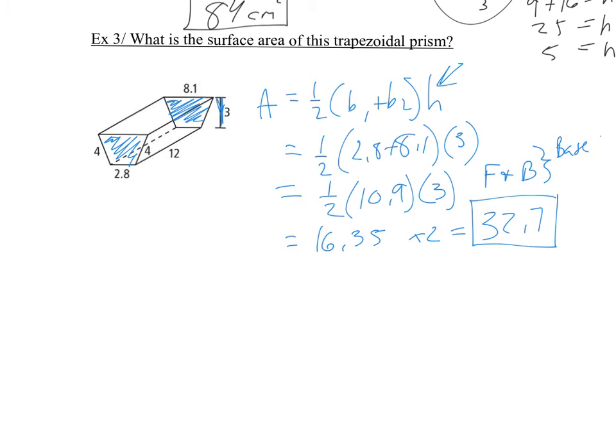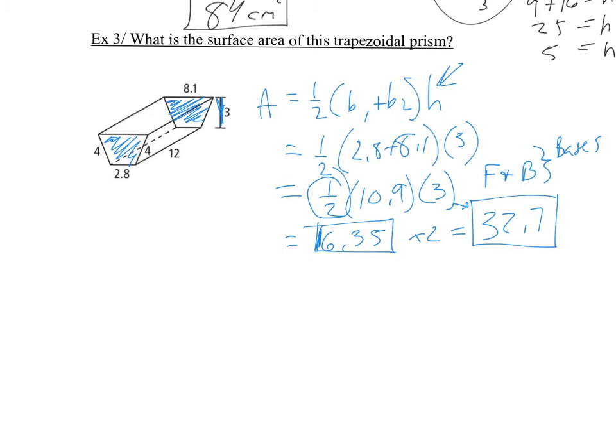Now, some of you guys might notice that since we got this 1/2 as part of our formula, and we're going to have two of these, you could have just done 2 times 1/2. Those would cancel, and so essentially 32.7 is 3 times 10.9, but you don't have to do it that way. You could just calculate for one face and then double it if that's easier. Okay, so now I've got the 3 lateral faces.